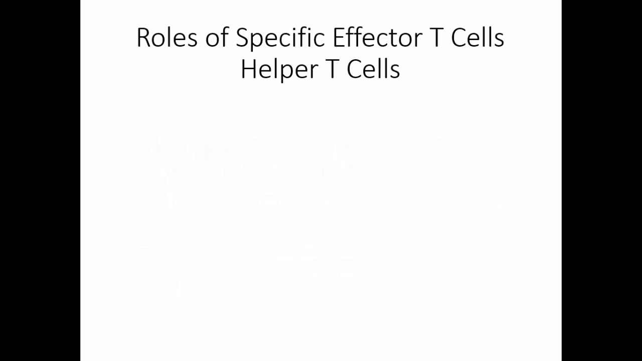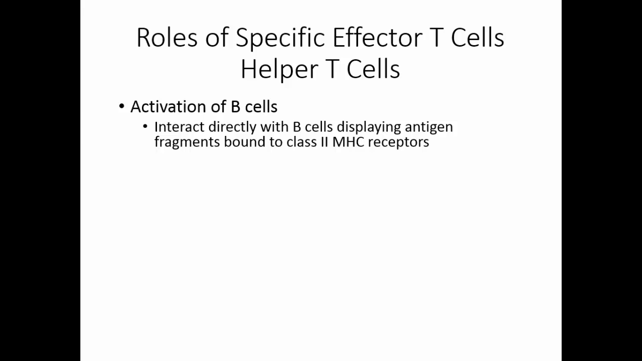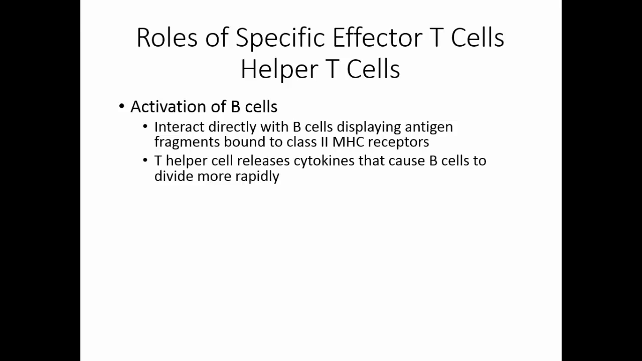One of the types of effector T cells are the helper T cells, and the helper T cells play a number of roles. The helper T cell is the central cell in this process. The helper T cell is actually necessary to fully activate B cells. Whenever the B cell encounters its antigen, remember it takes it in by receptor-mediated endocytosis so that it can display that foreign antigen on its class 2 MHC receptors. Once the helper T cell binds to this class 2 receptor, it starts to release cytokines that cause the B cells to divide more rapidly, and also the T helper cells signal the antibody formation to begin.